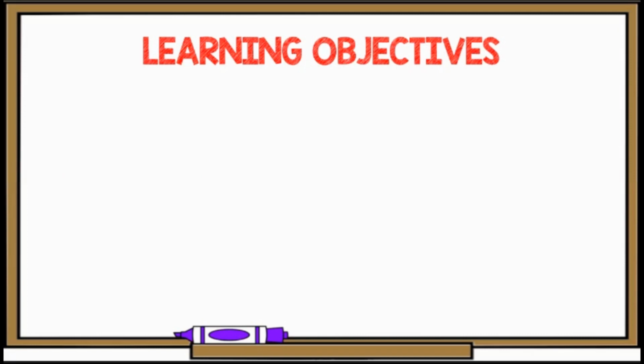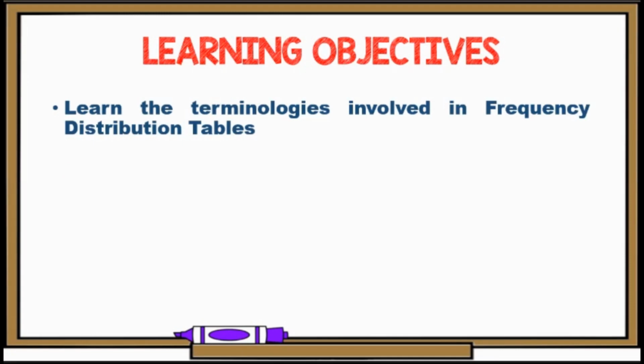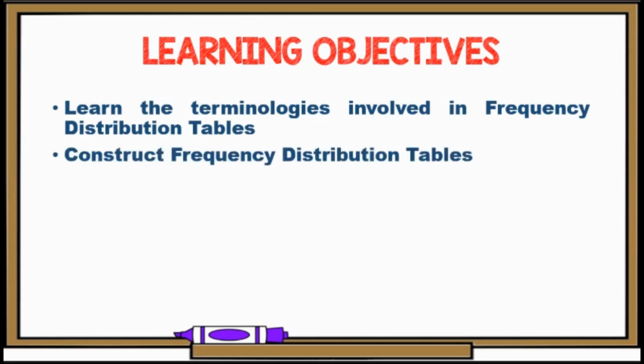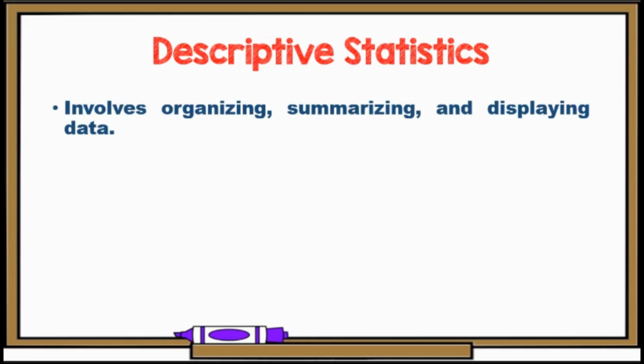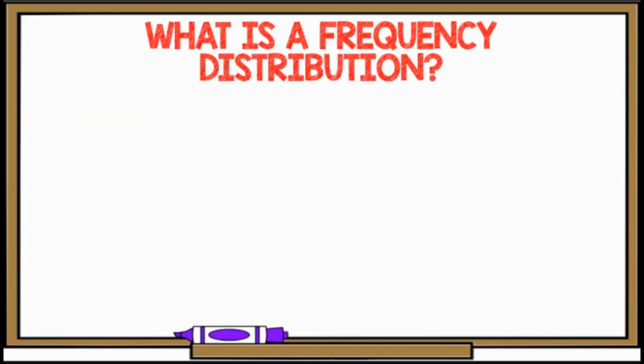These are our learning objectives. At the end of this week, you are expected to learn the terminologies involved in frequency distribution tables and construct frequency distribution tables. Last week, we discussed the definition of descriptive statistics. Again, descriptive statistics involves organizing, summarizing, and displaying data. Now, let's focus on frequency distributions. What is a frequency distribution?